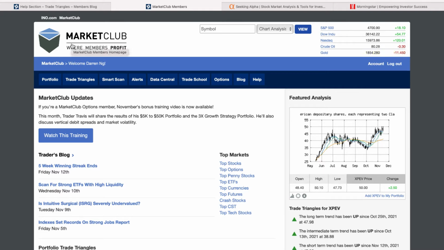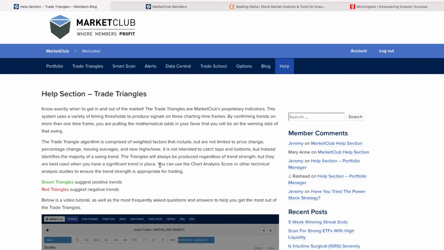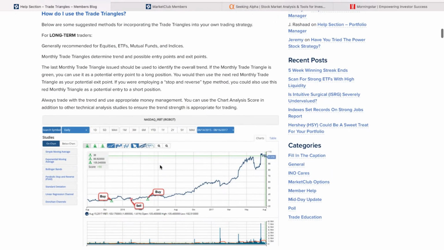I have been using Marketclub for years already and I really like it a lot, but before we use it, we must first understand how it works. So for Marketclub, they use trade triangles to signal an entry and exit. There are three trade triangles that you need to take note of. There is a monthly trade triangle, which is M, the weekly trade triangle, which is W, and the daily, which is D.